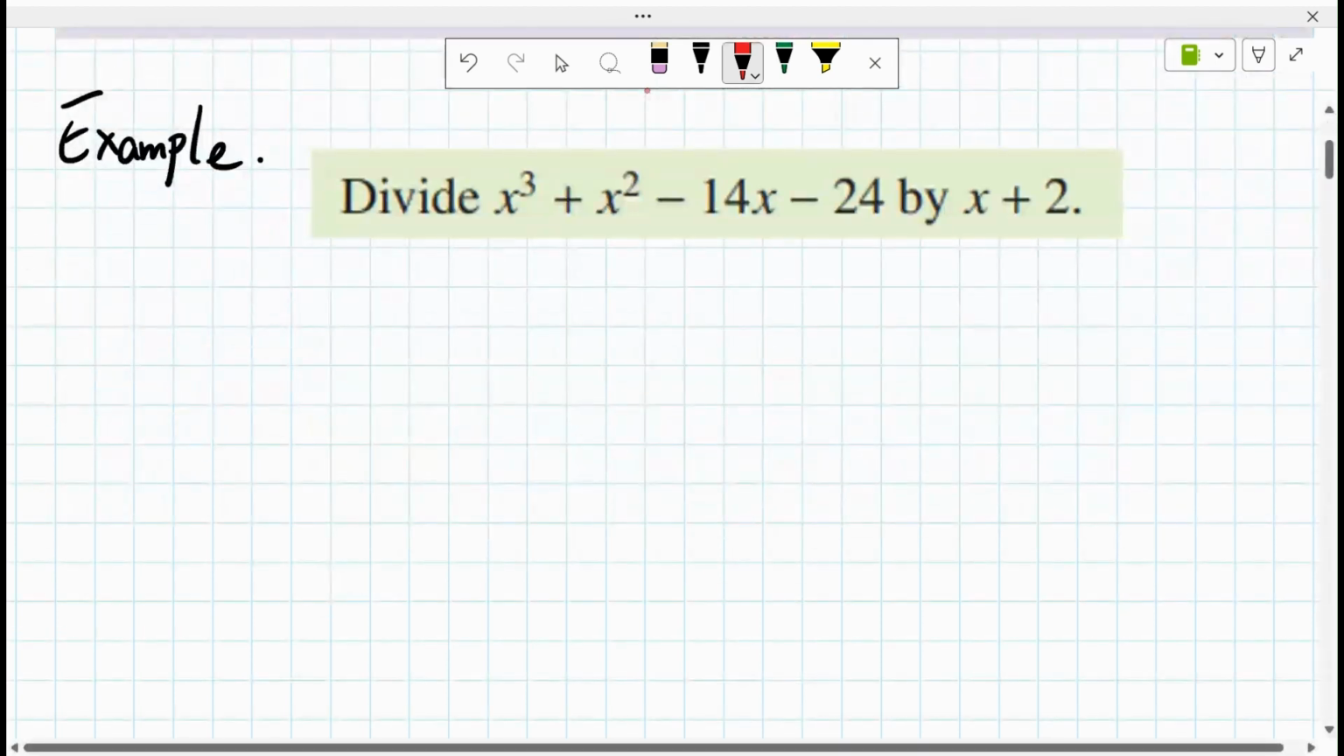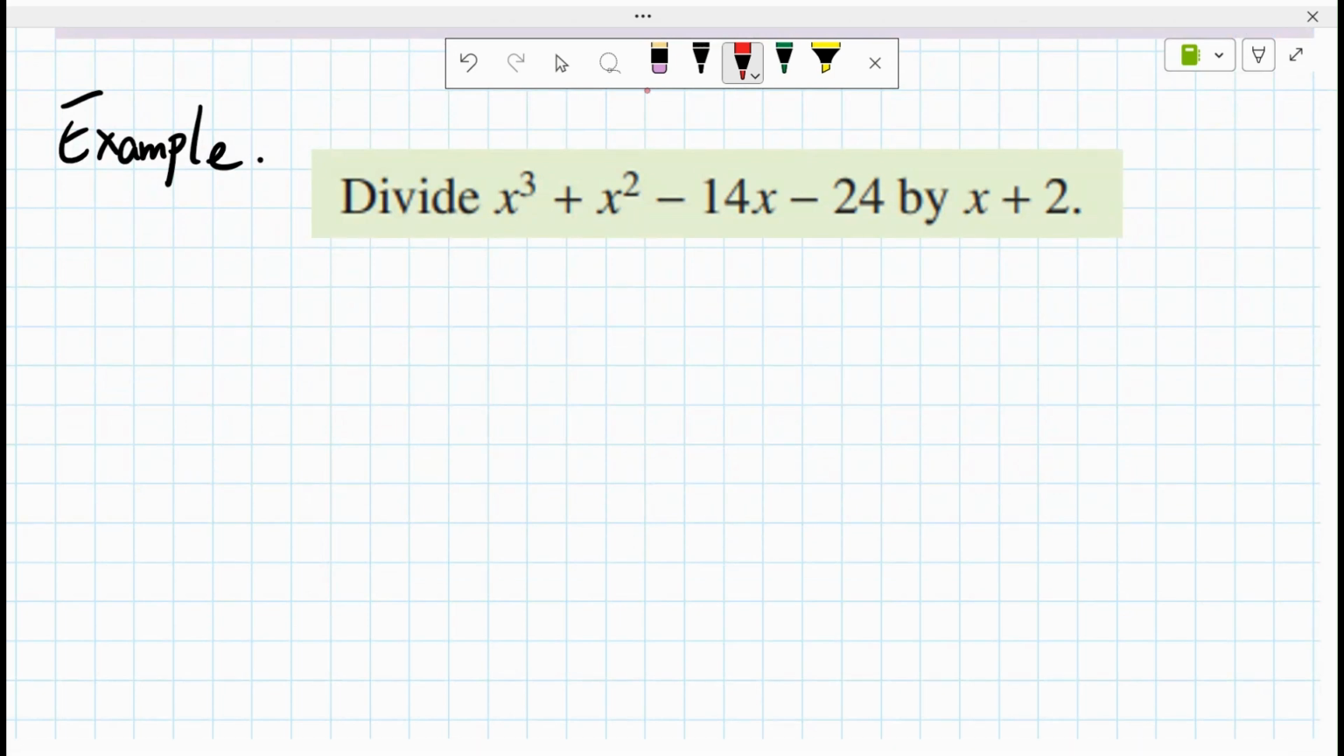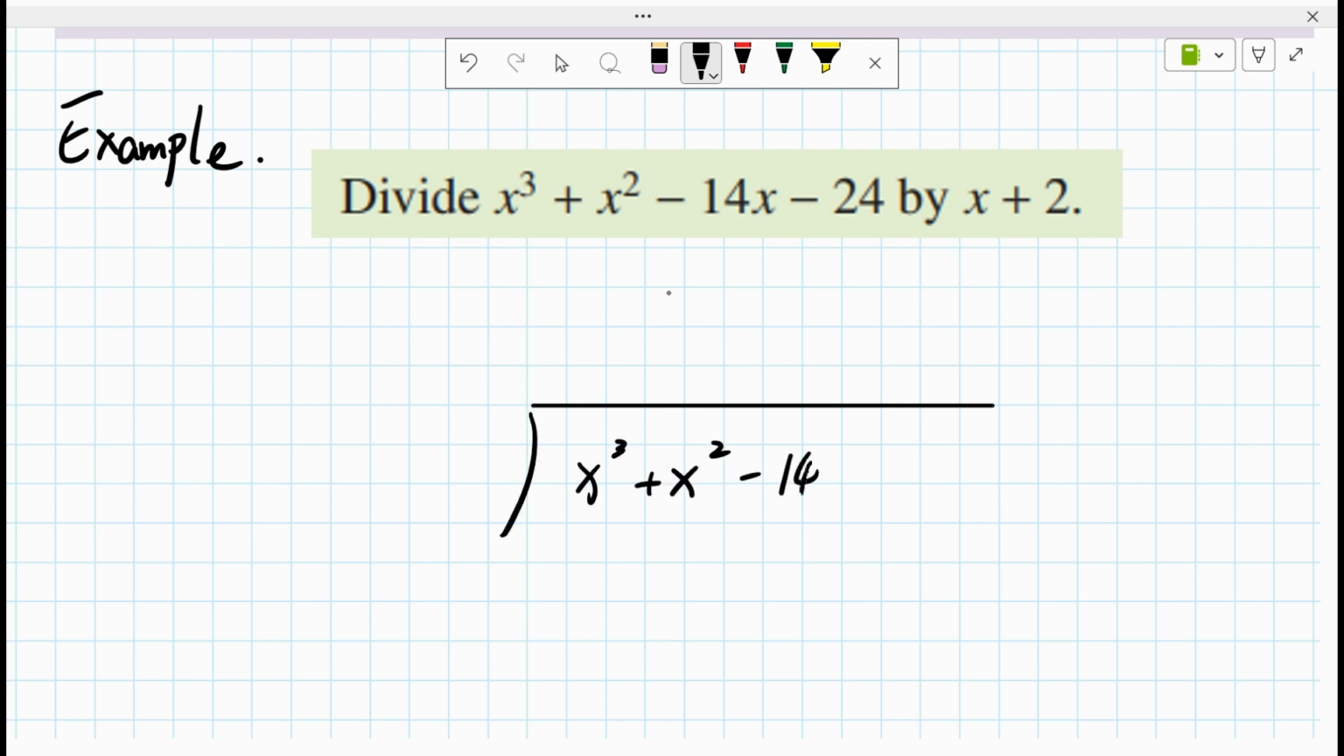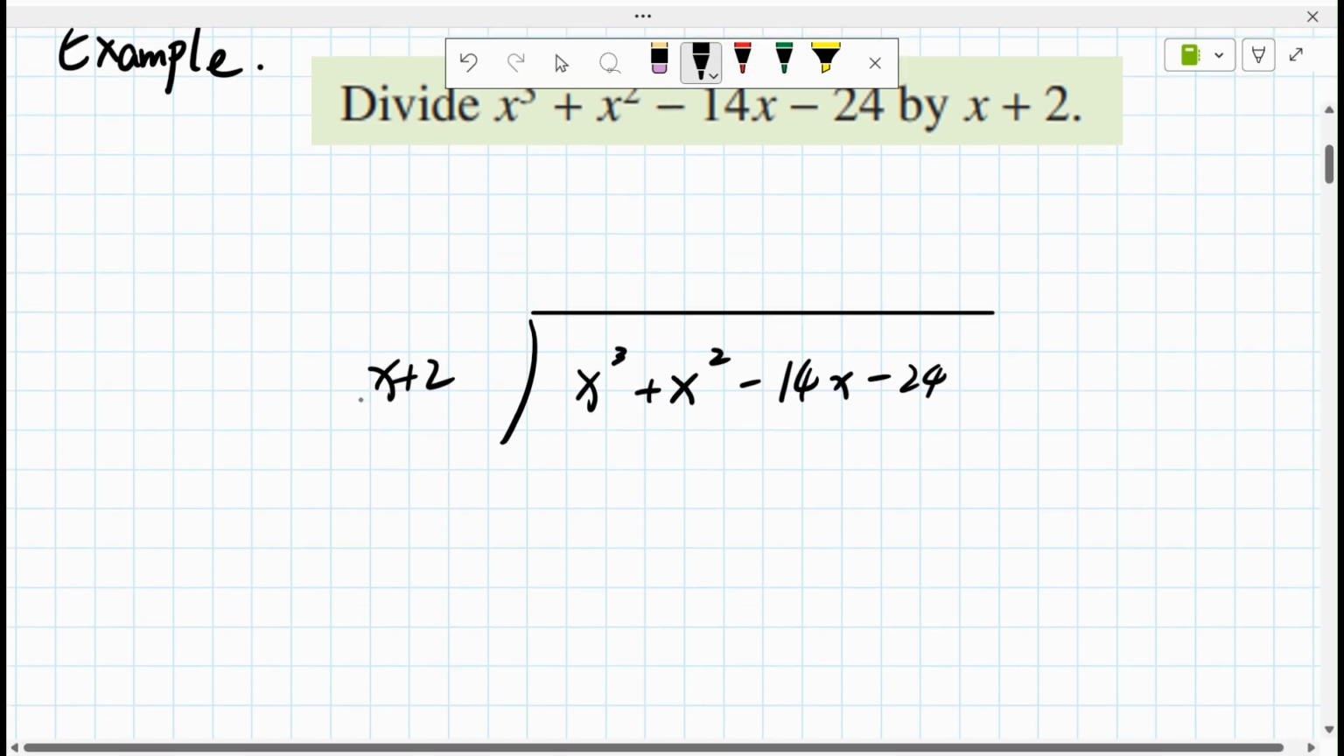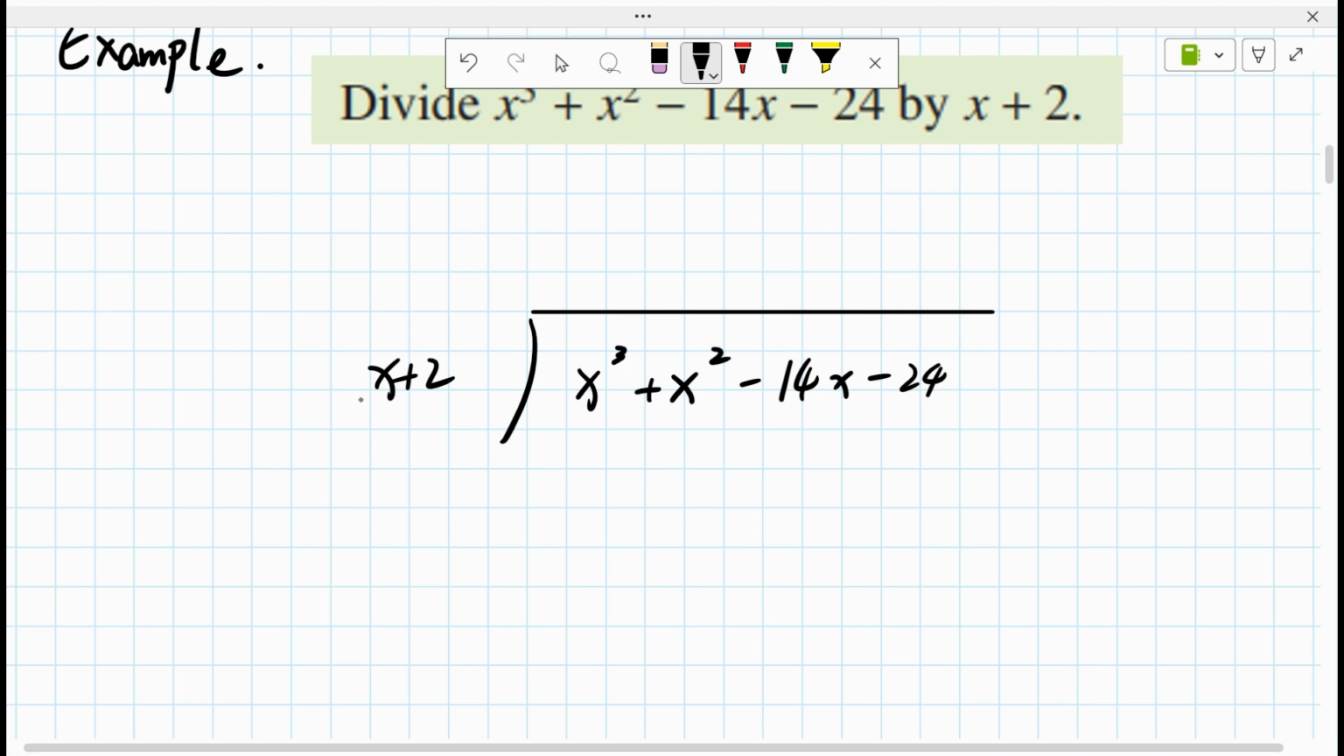So we're going to use long division. First, divide x cubed plus x squared minus 14x minus 24 by x plus 2. We could do the long division, which is x cubed plus x squared minus 14x minus 24 over x plus 2. First, let's deal with the leading terms, starting with x cubed.